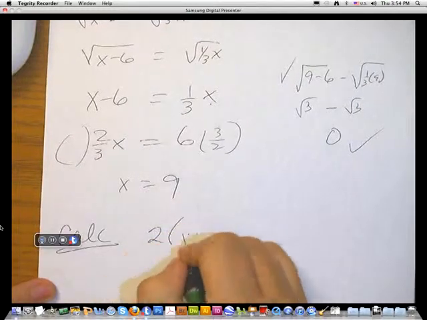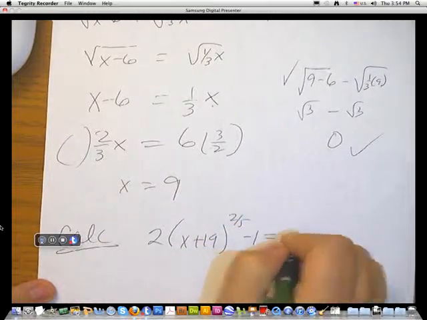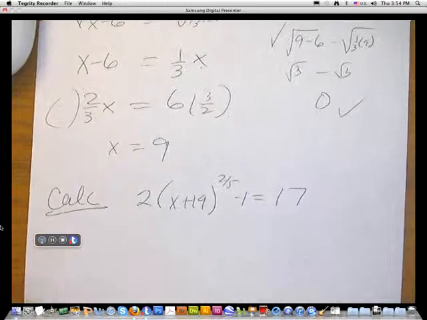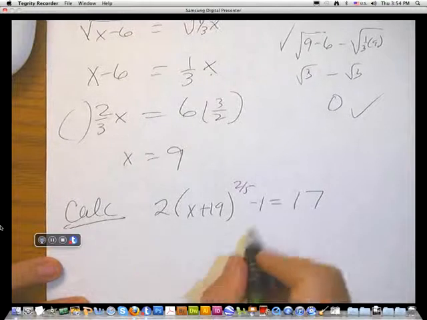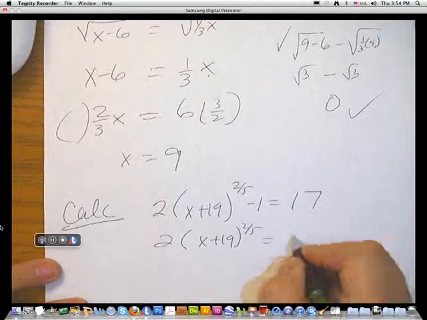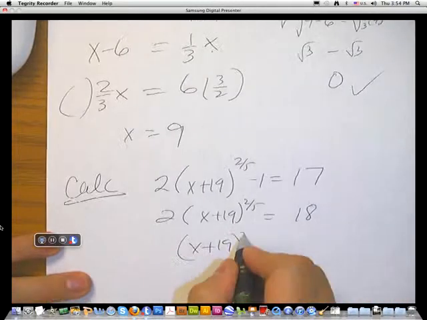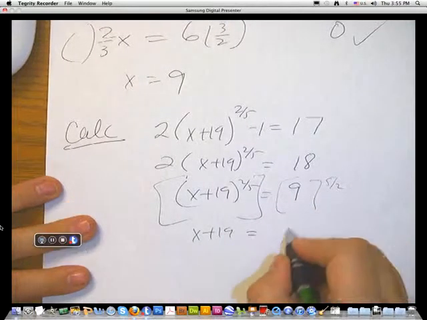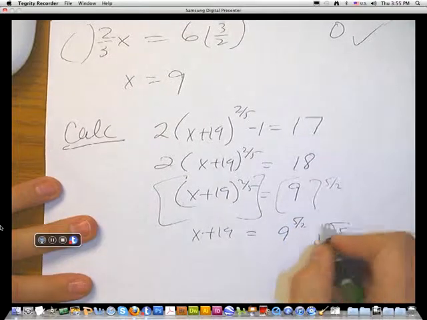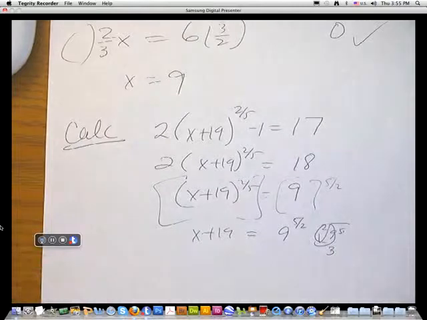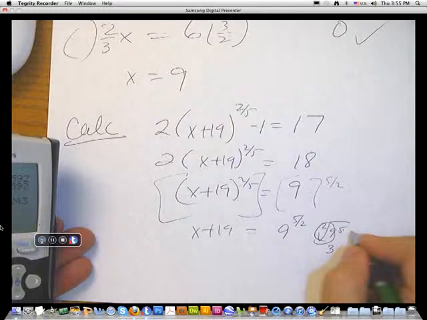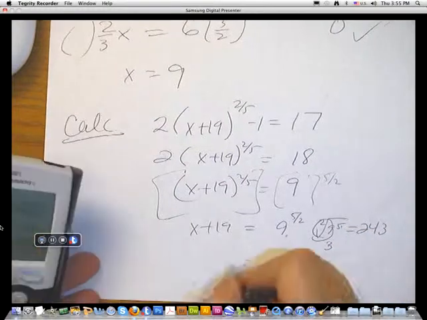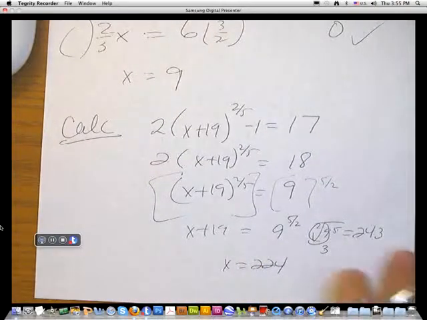This one you're going to have to do with a calculator. We could do it by hand. If we do it by hand, we're going to add over. We're going to divide by the 2. We're going to take it to the 5 halves. 9 to the 5 halves is the square root of 9 to the 5th. Square root of 9 is 3. 3 to the 5th power. 3 times 3 times 3 times 3 times 3 is 243. And subtract 19. So x is 224.